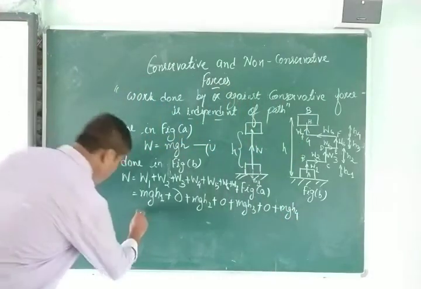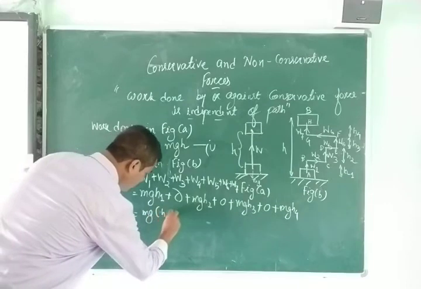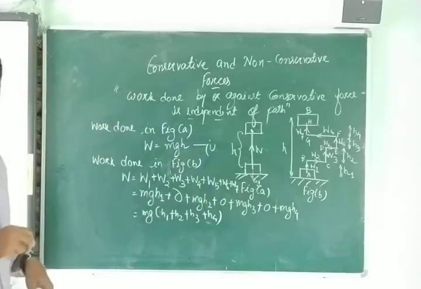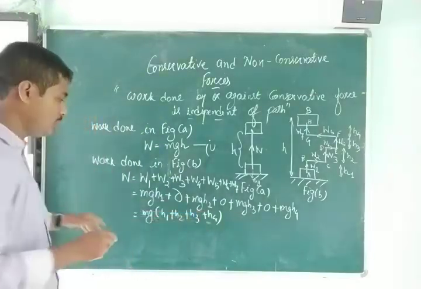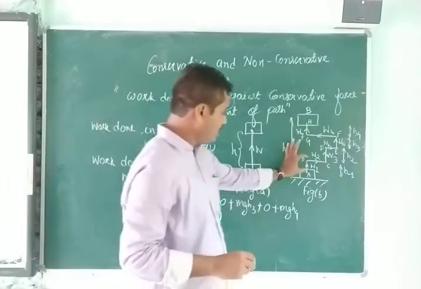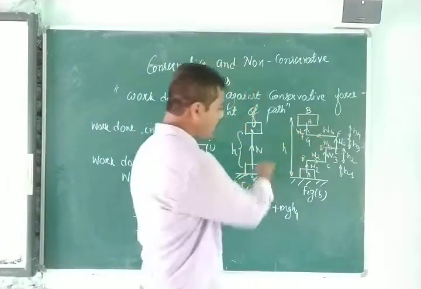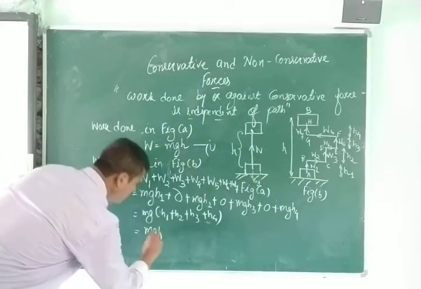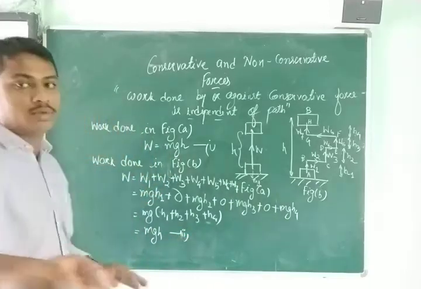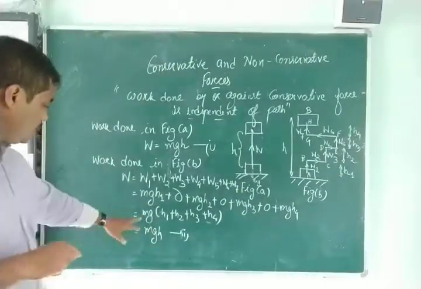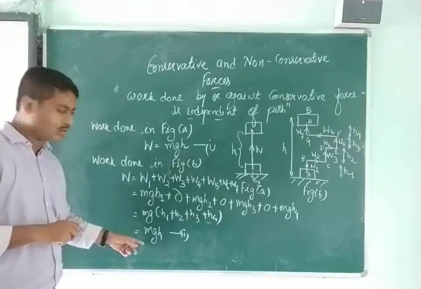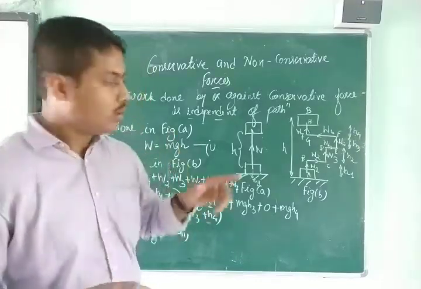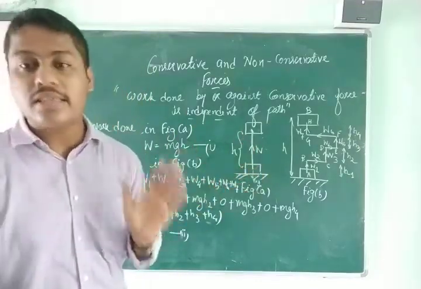So we can take mg as common, and it will be h1 plus h2 plus h3 plus h4. If I add h1, h2, h3 and h4, I'll get the total height, so in place of this I can write mgh. You can see in equation 2 we got work done equal to mgh, and in equation 1 we also got work done equal to mgh. That means the work done in both the figures is the same.